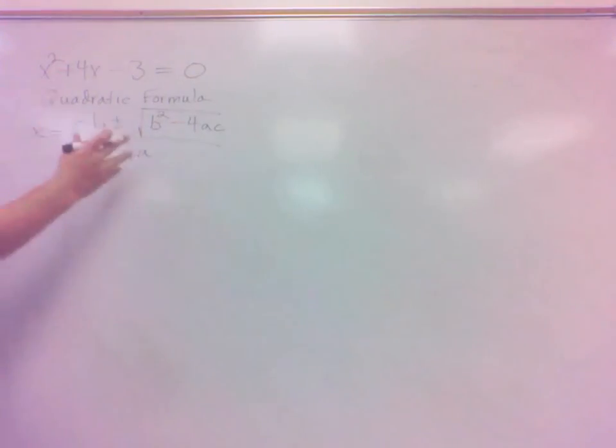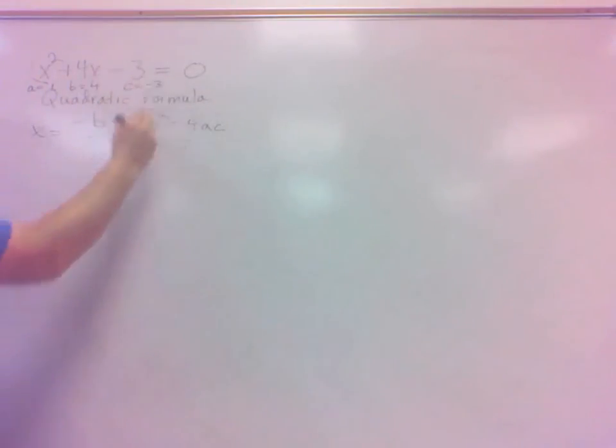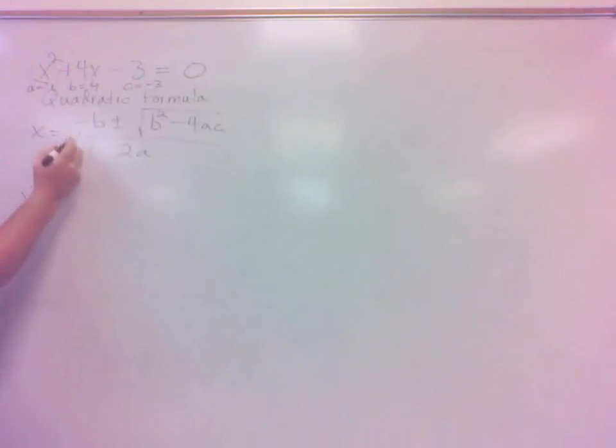Now, what do I mean by a, b, and c? A, b, and c are the coefficients up here. A is the coefficient of your x squared, and since there's not one showing, that's understood to be a 1, 1x squared. Then b is what's times the x, so b would be 4. And c is the constant, and in this case that would be negative 3. Take the negative with it. So I'm going to plug those into various places in this formula.